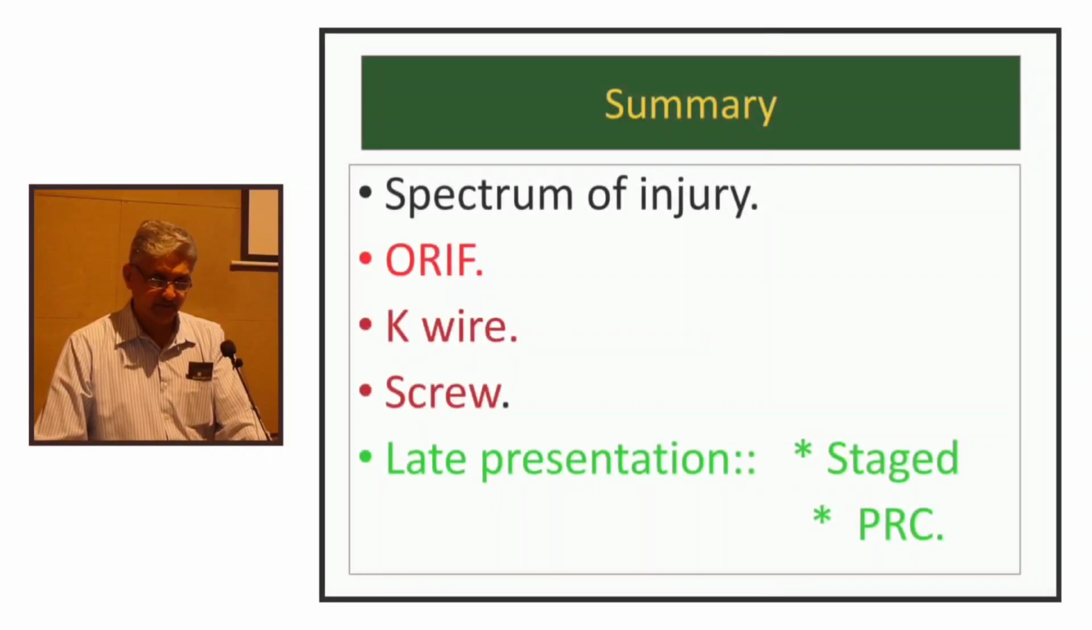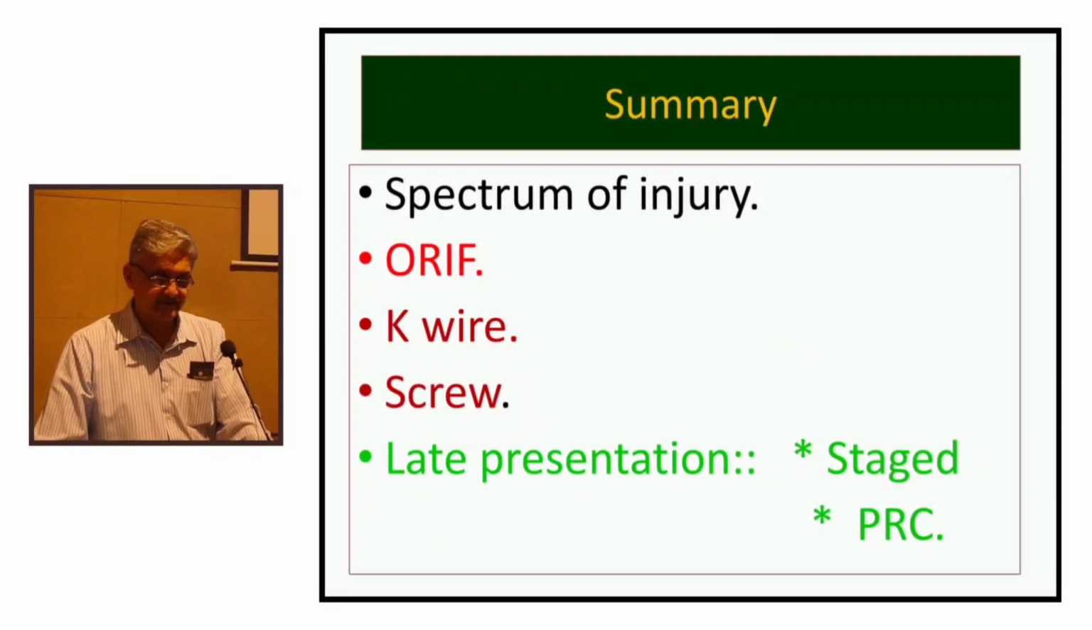It's a big spectrum of injury. There might be injuries in other places also, because a high velocity injury leads to this, but they always require open reduction, K-wires, screws. There are times when the patient presents late, where you either distract them and put them into alignment. If this is not possible, and if you notice the cartilage is damaged, do a proximal row carpectomy.